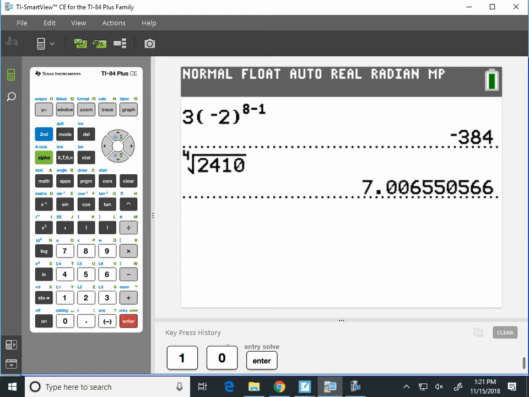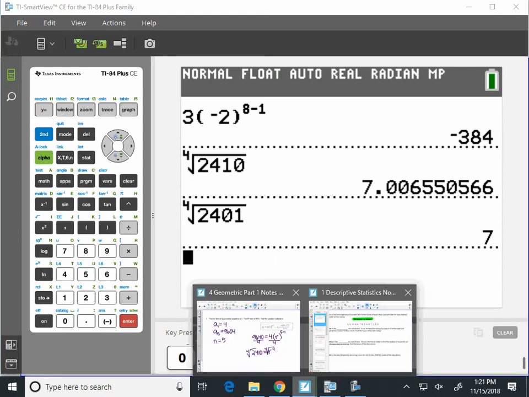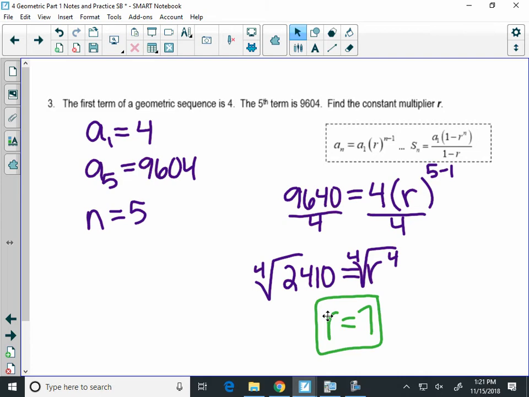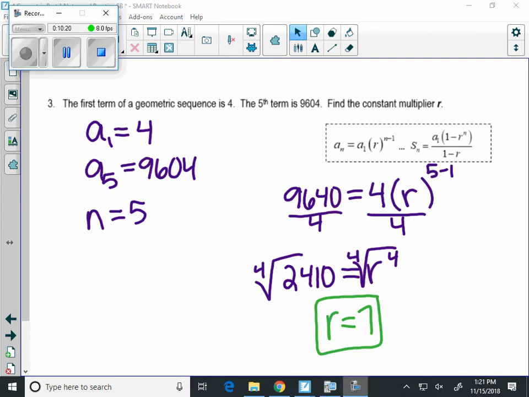Ooh, it's 2401. Yes. Yeah. See, you guys told me that it was 2410. I just took your word for it. 2,401, which is 7. So your constant multiplier here is 7. All right. So I want you to do a little bit for homework here. I want you to try.